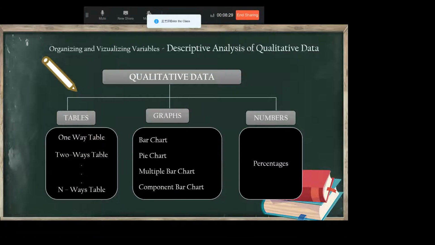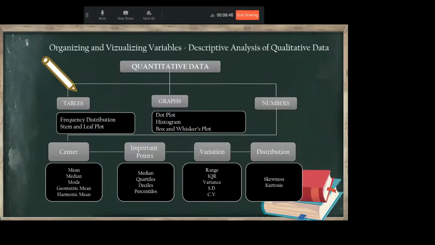So in qualitative data, we learned last time how we describe the statistics through tables, through graphs, through numbers, especially in number form. Whereas in quantitative, it's a bit different than the qualitative. Tables are in a different way. First, we have to draw the frequency distribution, and then we go for its histogram to see the distribution of the table.